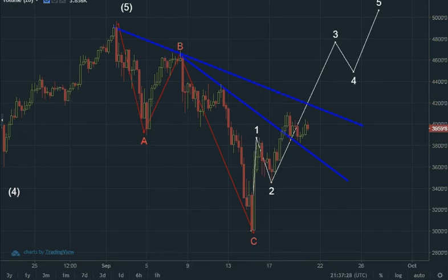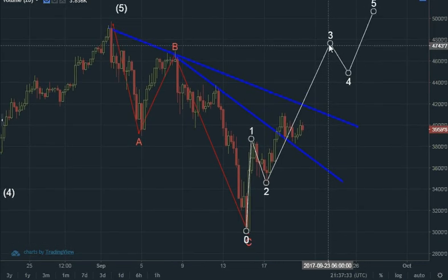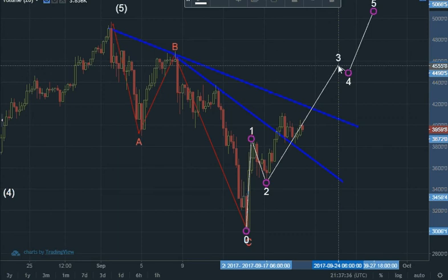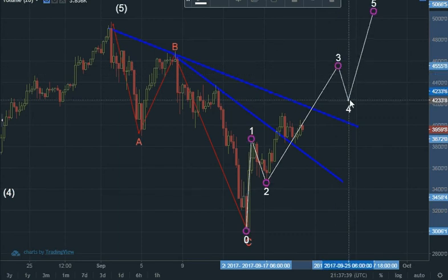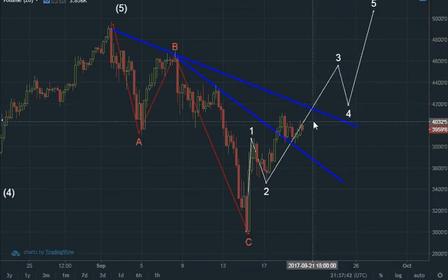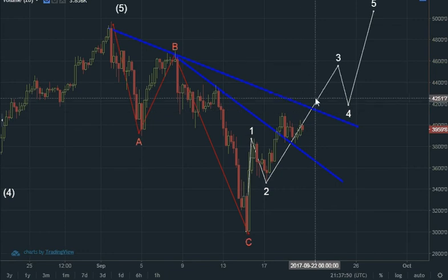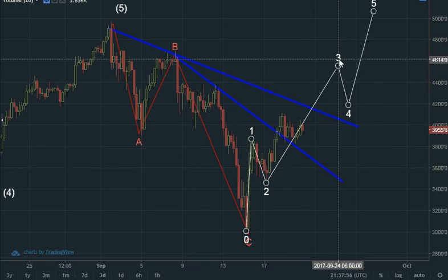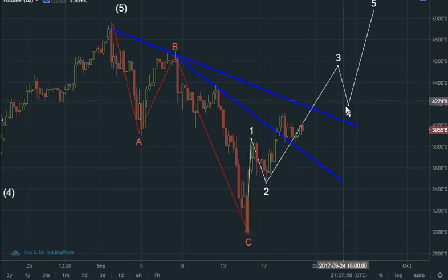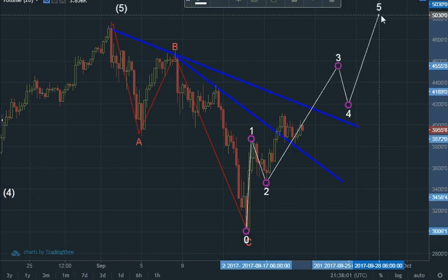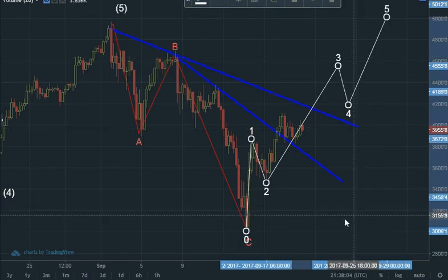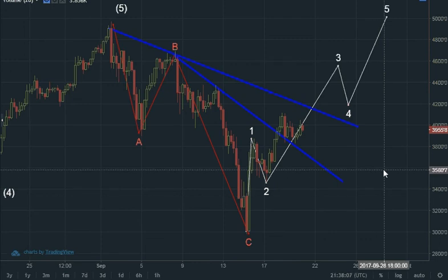I have said it is critical for this wave 3 to breach the second blue resistance line. It is absolutely critical because that'll give the complete pathway towards that 3, and then a 4 and then a 5. The impulse which will indicate a major trend change.